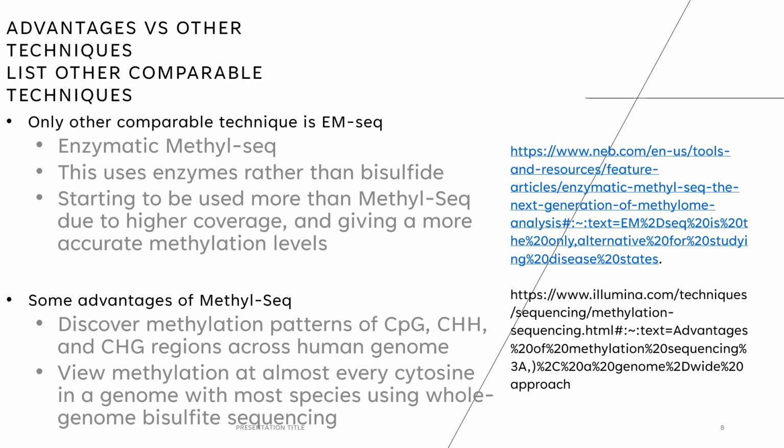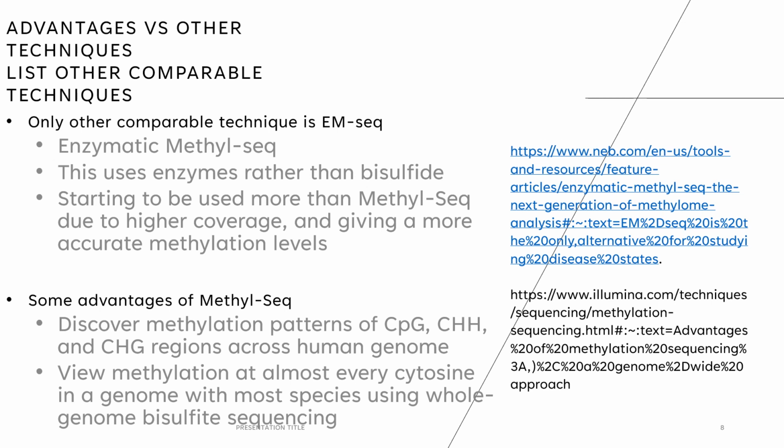This slide, I just wanted to talk about one other comparable technique to methylation sequencing and then just some advantages of methylation sequencing. So the only other actual comparable technique is called EM sequencing, so enzymatic methyl sequencing. What this does is it uses enzymes rather than the bisulfite that was used prior. And from looking at the literature, this technique is actually starting to be used more than methylation sequencing because it's giving higher coverage and it's also giving much more accurate methylation levels than methyl sequencing.